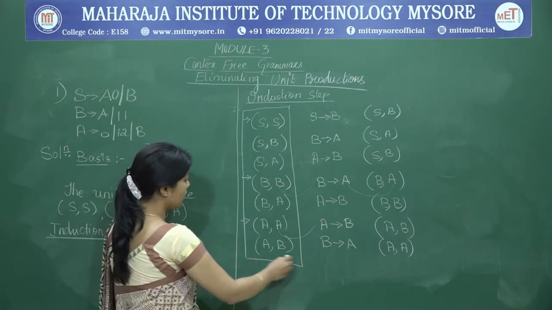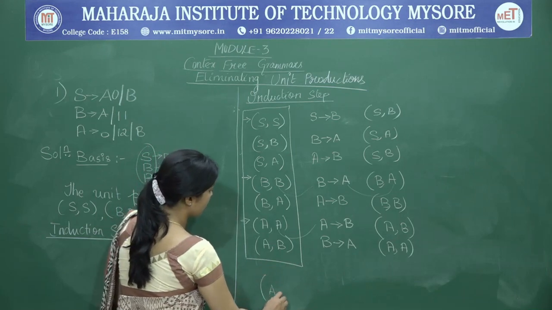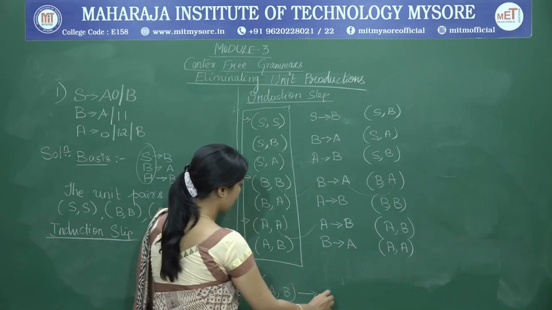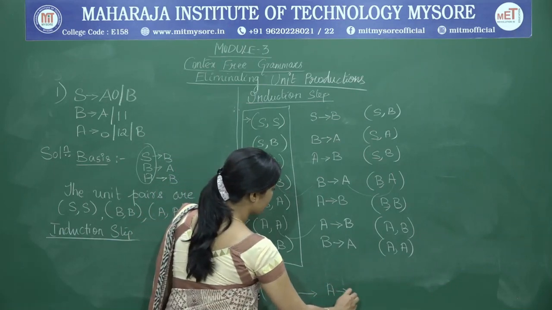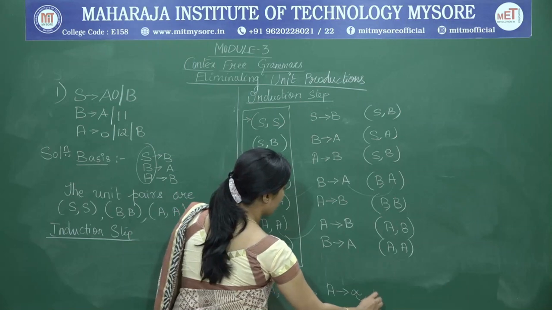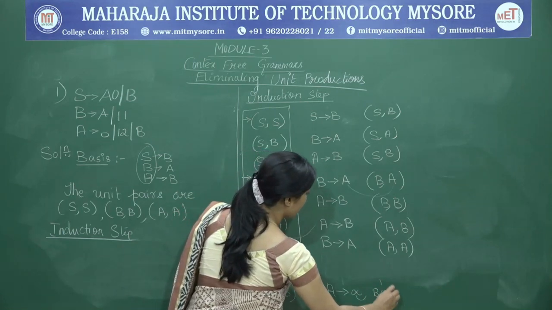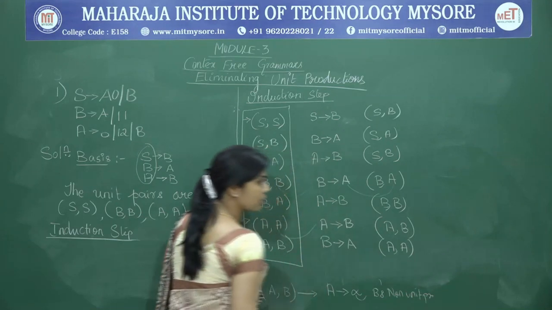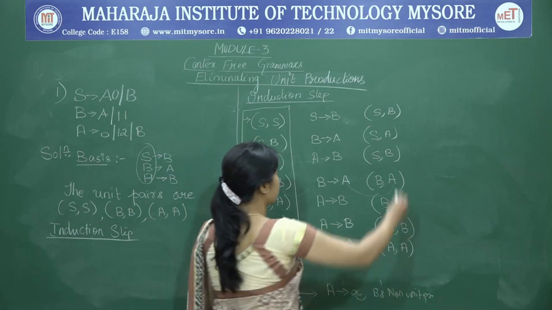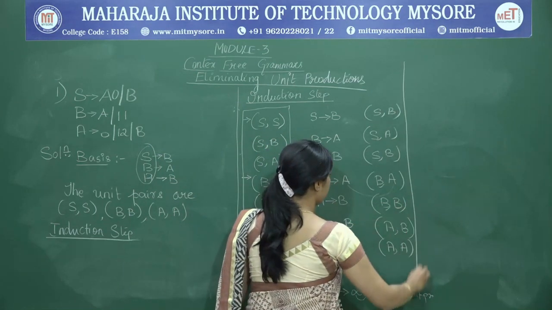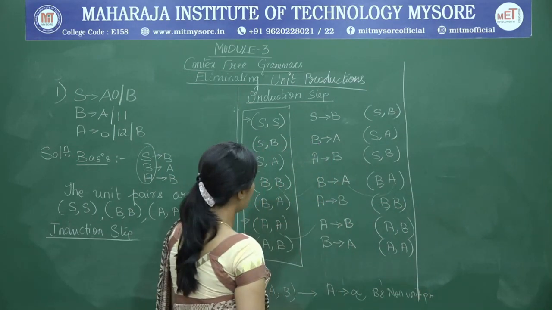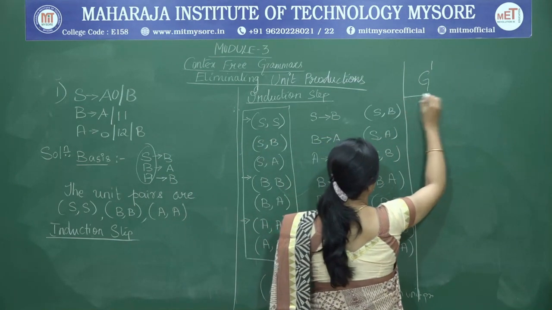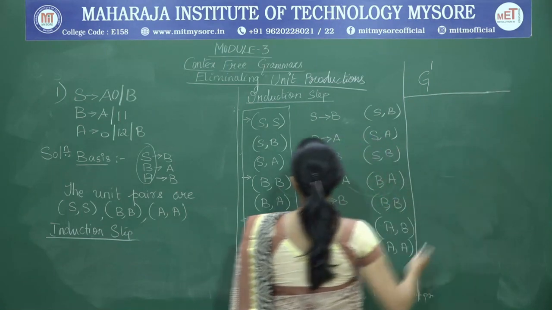Now we have all the unit pairs which are in the form of some A comma B. We are going to do a manipulation where we say A goes to alpha, where alpha is B's non-unit productions. So, we will perform that step here now. We'll consider each one of them, and we are forming G dash and its productions.